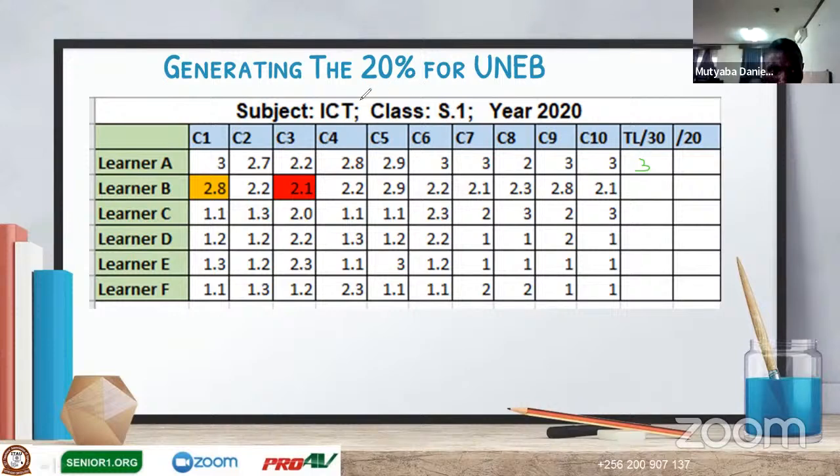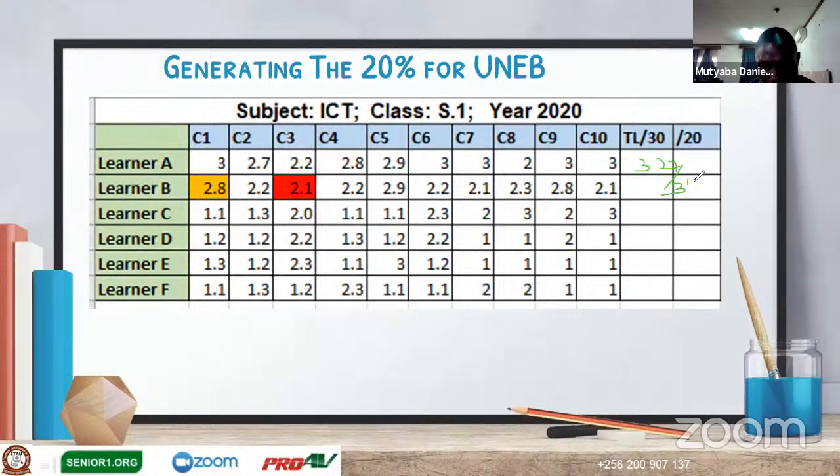For example, let us use a sample learner here and add the scores. Someone should use the calculator very fast there. 3 plus 2.7 plus 2.2 plus 2.8 plus 2.9 plus 6 plus 2 plus 6, which means it's going to get 27 out of 30. So we shall put 27 out of 30.